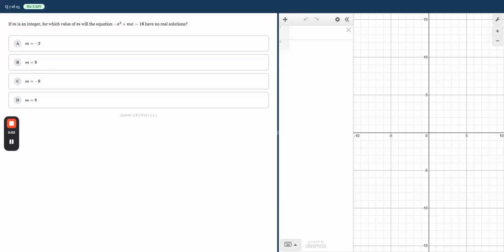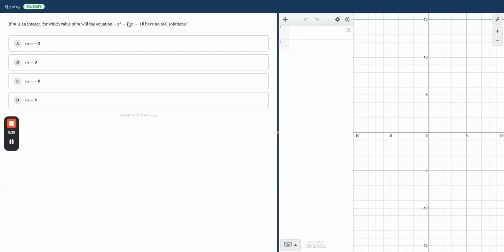Okay, if m is an integer, for which value of m will the equation negative x squared plus mx equals 16 have no real solutions? It'll be very good to remember that no real solutions to an equation such as this will mean that if we graph the left-hand side and we graph the right-hand side, these two graphs will never intersect. That is what it means to have no real solutions.